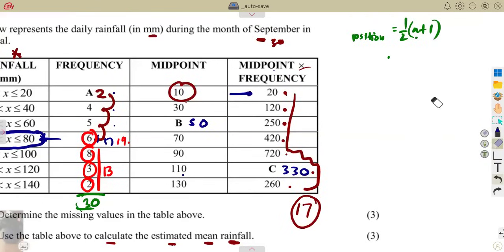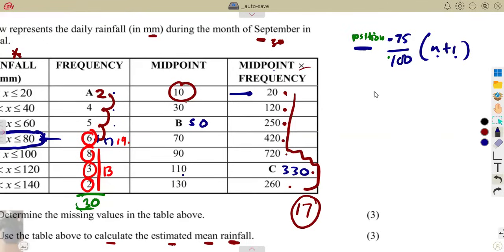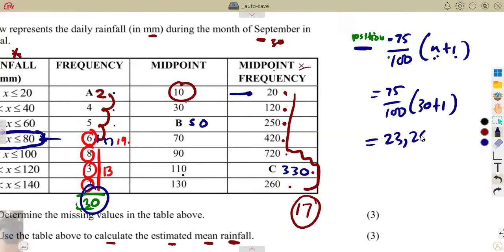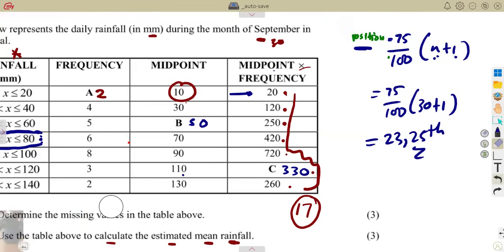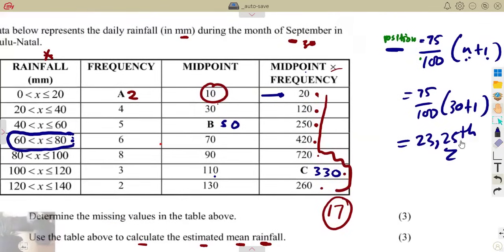Instead, now, it is not going to be half of, but that position is given from the 75% percentile. It's a percentage. So it's 75 over 100 of what? N plus 1. So that's 75 over 100 of total, which is 30. So that's 30 plus 1. You have the position there. So it was going to be 23.25, something like that. This is the position where we are going to have our 75th percentile. So we have to calculate until we get 23 point something.